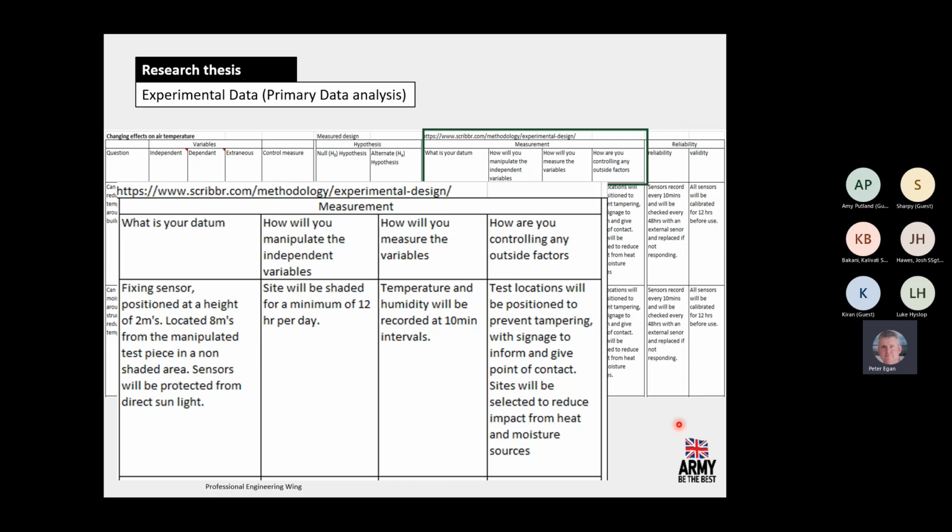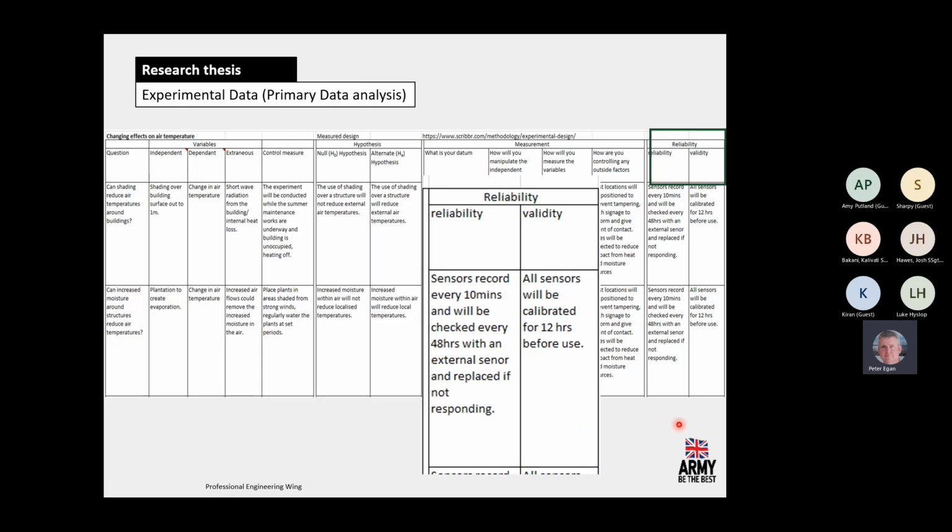And then how are you controlling the outside factors of it? Are you going to put a fence around it? Are you going to put it in a place no one gets to? Right. What are you going to do to control that site so it doesn't get interfered with during your test flow piece? Okay. And what you're doing here is setting the parameters of your test as you go through it. And then the last one, you're going to look at the reliability of your data as you're bringing it in, right? And how you're going to validate it.